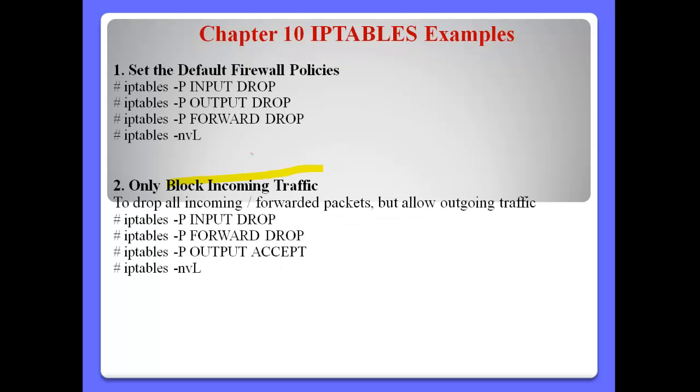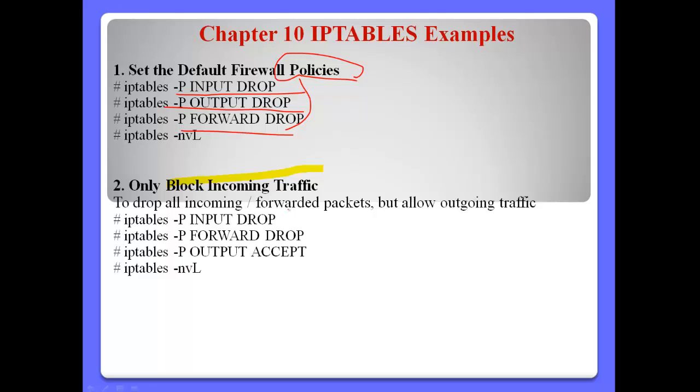Okay, number 1, set the default firewall policies. In the first video, I already explained about the policy. So the Linux firewall, Iptables, has a default policy. At first, if you start normally, the policy is accept, but here we will change it like this: input drop, output drop, and forward drop. This can be a kind of default firewall policy.